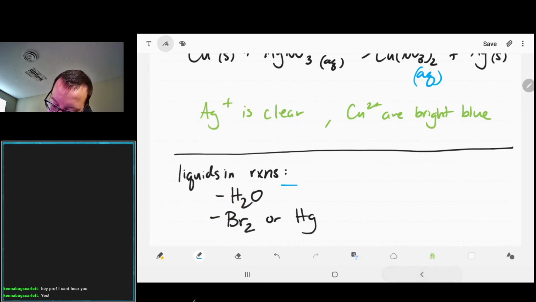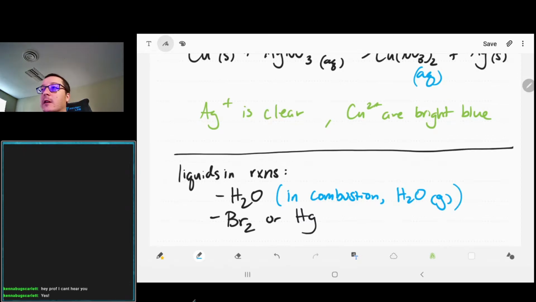One thing to note in combustion, though, we have water as a gas. Just because it's so hot, obviously combustion, fire taking place, we're going to have gaseous water. But in the chemical reactions that we're going to otherwise deal with, like double displacements, for example, we're going to see that water will be liquid. Let me make that a little bit obvious for us.